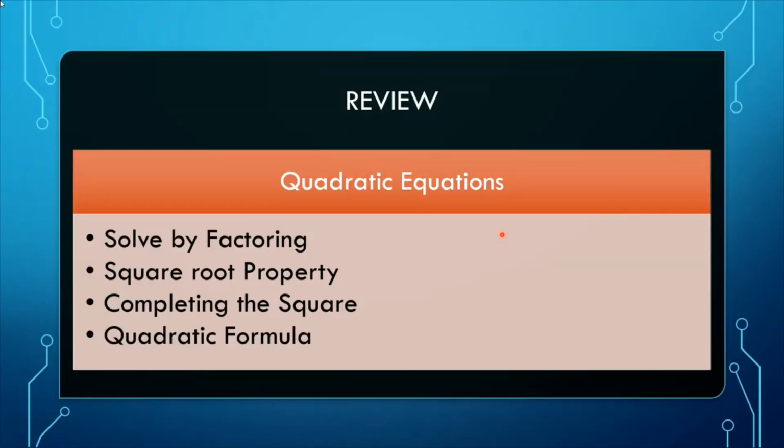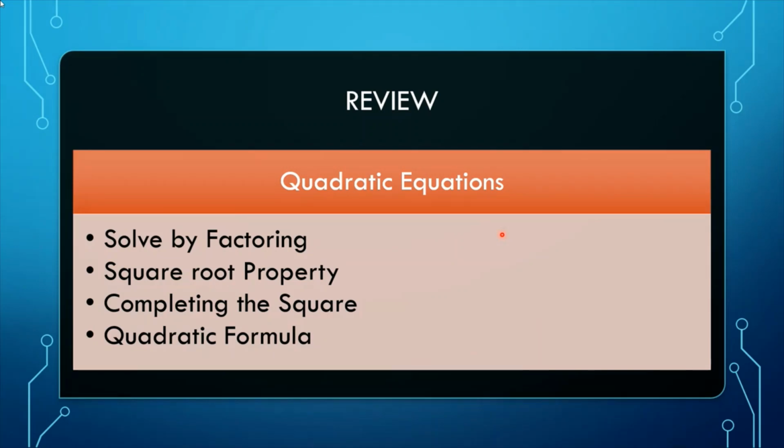So that's it. Let's review. Solve by factoring. That's what we saw in a previous unit. I think it was right before the midterm that we looked at solve by factoring, but you can certainly use that here. We looked at the square root property. Square root property is you take the square root of both sides, the square root cancels out with the square, leaving you with plus or minus.